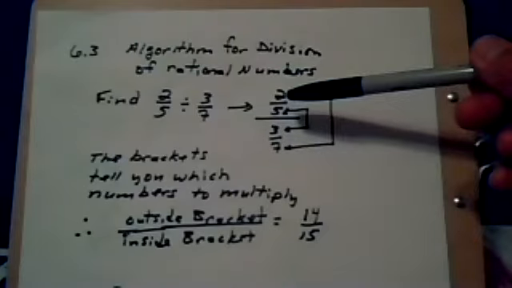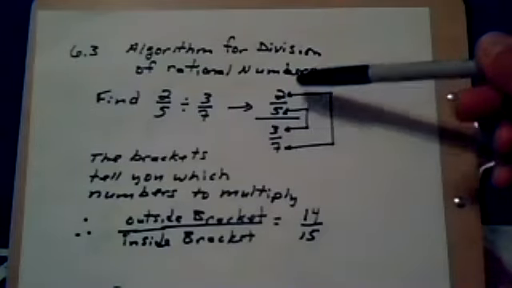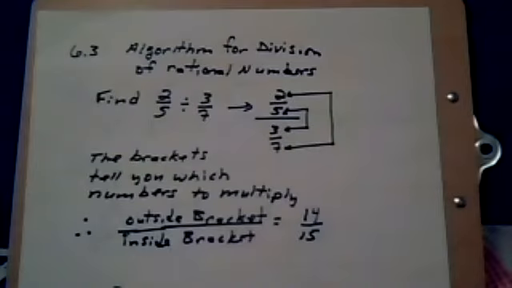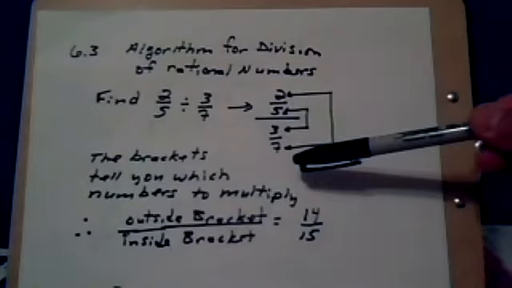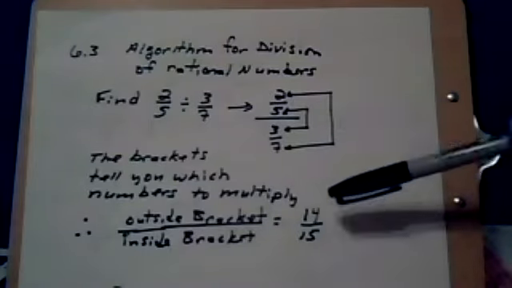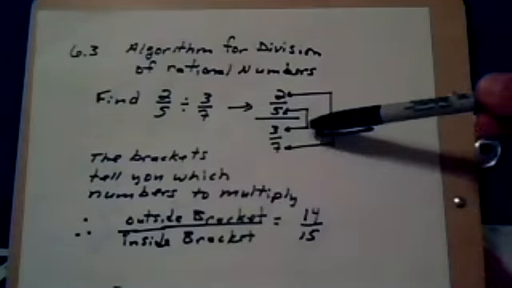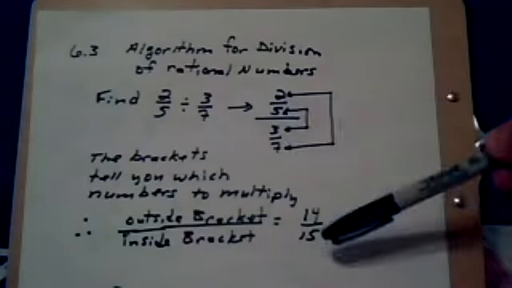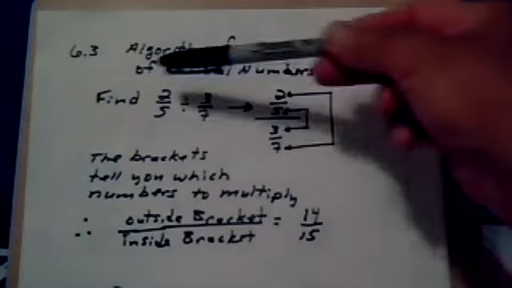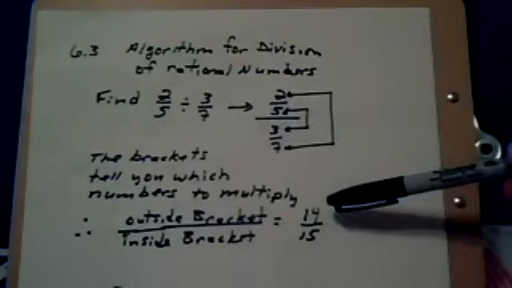The inner bracket and the outer bracket tell you what you should multiply. The outer bracket, 2 times 7, will give you the top number. 2 times 7 is 14. The inner bracket multiplication is 5 times 3. That'll give you 15. So 2/5 divided by 3/7 is 14 over 15.